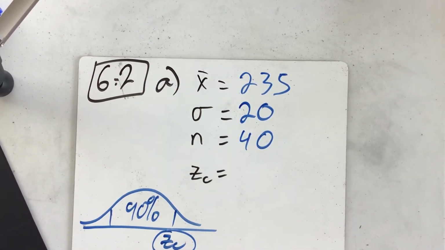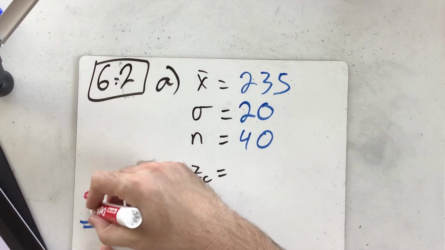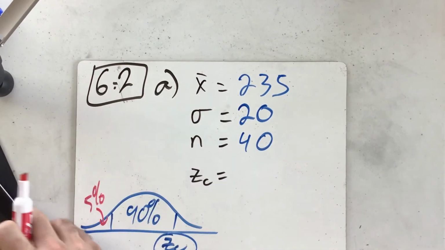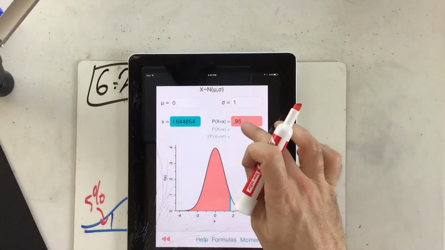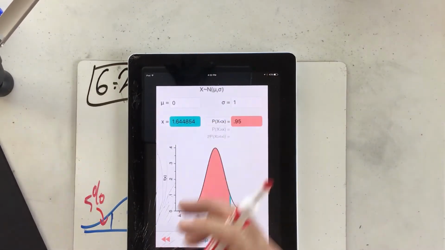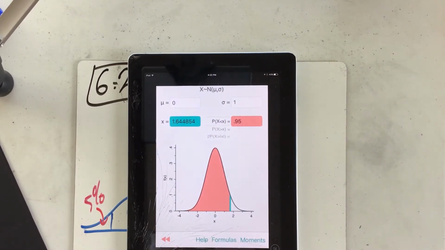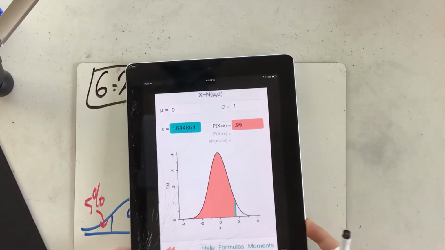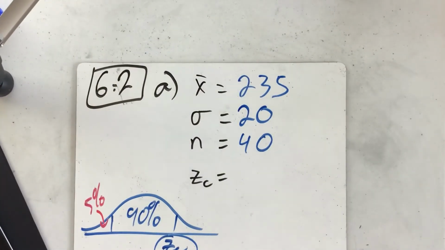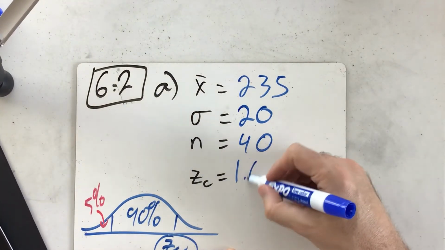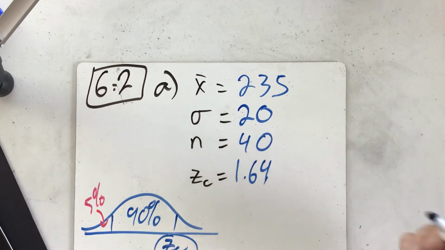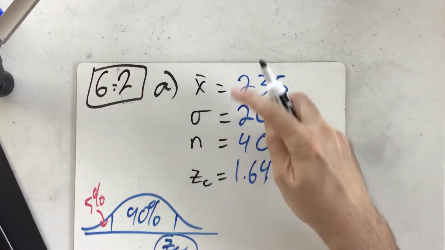And this is the same calculation that we did just a minute ago. Because if it's 90%, we need an extra 5% on that side. So we put 95 into our calculator, we look at the left-hand side, and we get 1.644 for our ZC. So ZC is 1.644. Okay, so now we're in really good shape because we have everything we need.